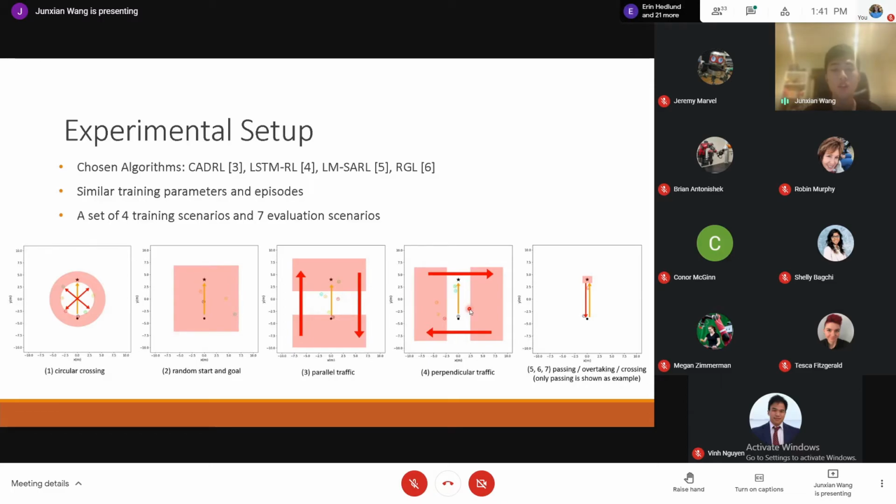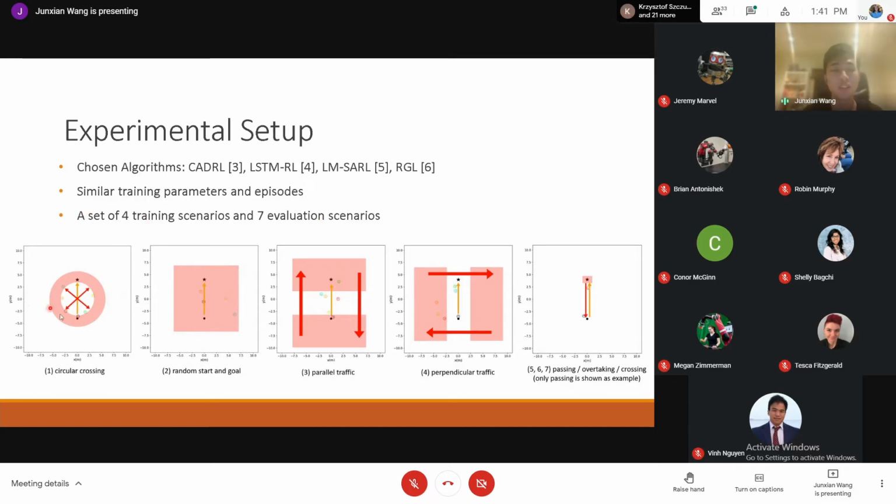These algorithms will be trained on similar training conditions and episodes. The training parameters such as learning rate and discount factor are the same, if applicable. Other things such as the framework structure, we can't change, so we're only changing the things that can actually be made the same. We're training each of these algorithms for 10,000 episodes, and we're also training on these 4 scenarios below.